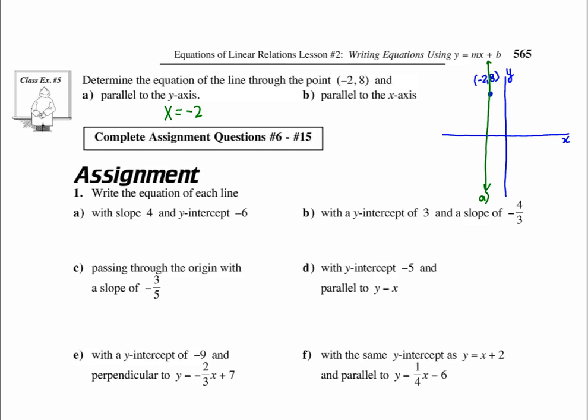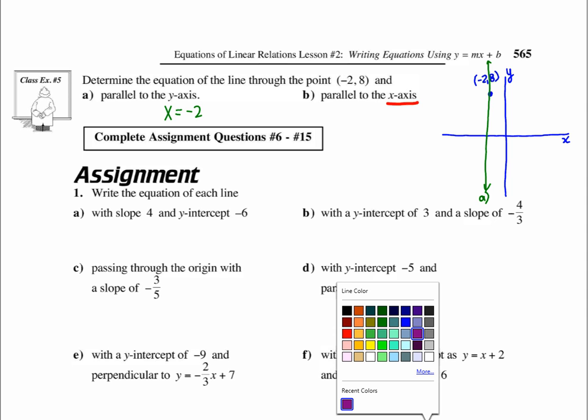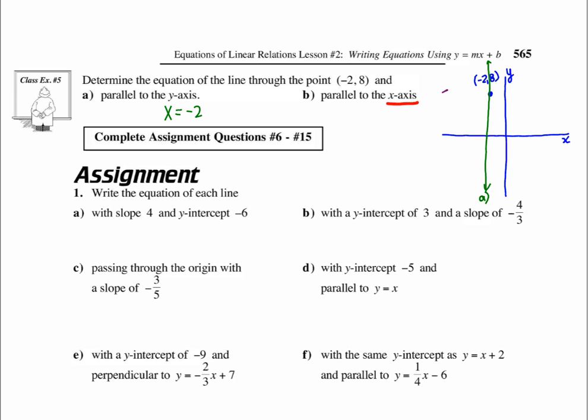Parallel to the x-axis. For parallel to the x-axis, that line's going to be horizontal. So this would be the line in question B. Does it have an x-intercept or a y-intercept? Y-intercept, so it's y equals 8. Good. That's the equation.